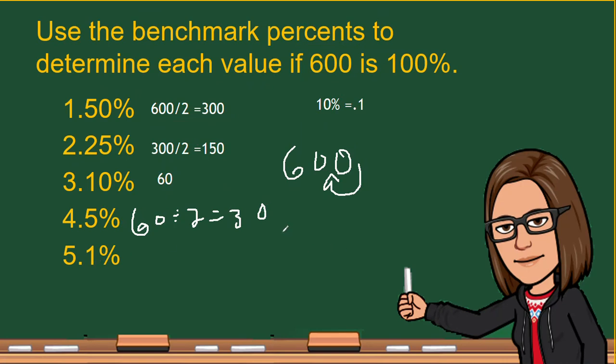And then the last one is 1%. If I think about 1%, 1% is going to equal 0.01. So for this one, I'm moving the decimal now 2 places to the left. If I have 600, and I move it 2 places to the left, 1, 2, now I'm left with just 6. And so those are our benchmark percents, and those are the ones that you're going to be using to solve problems.